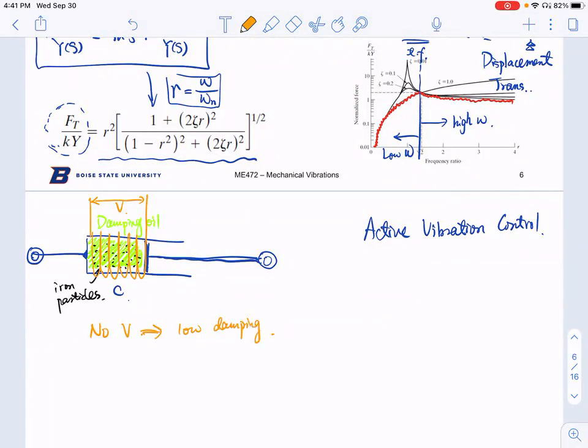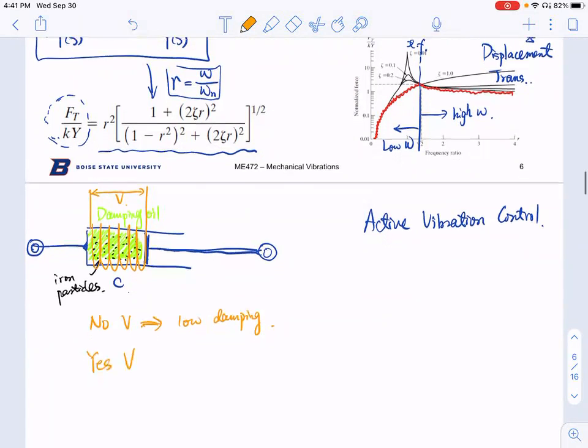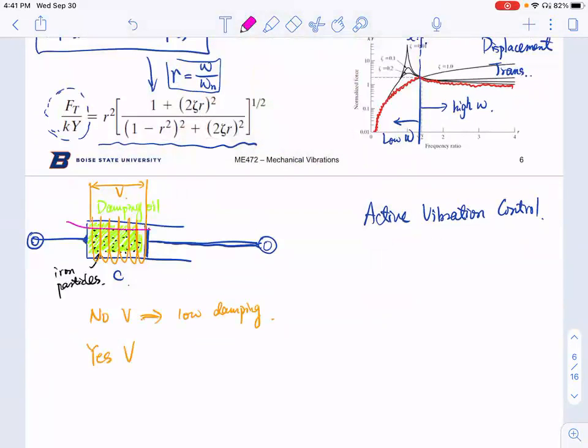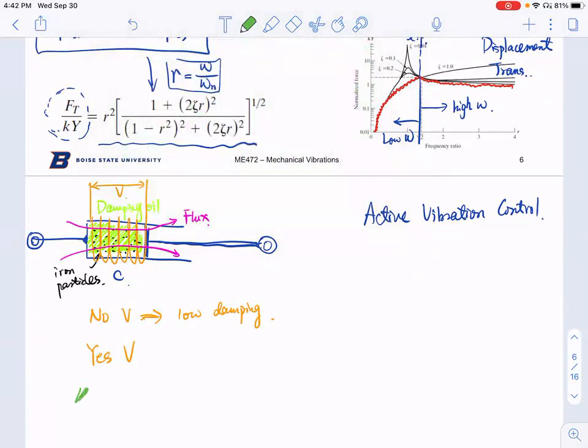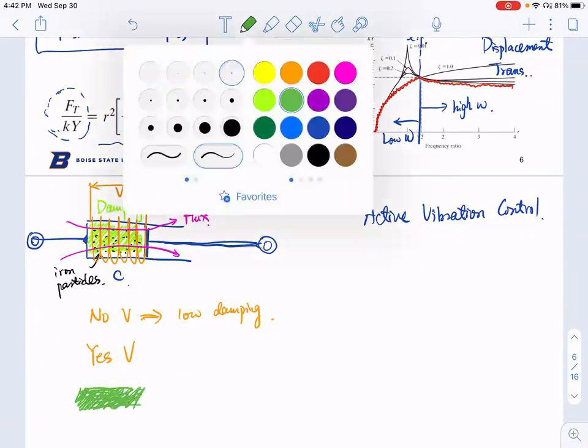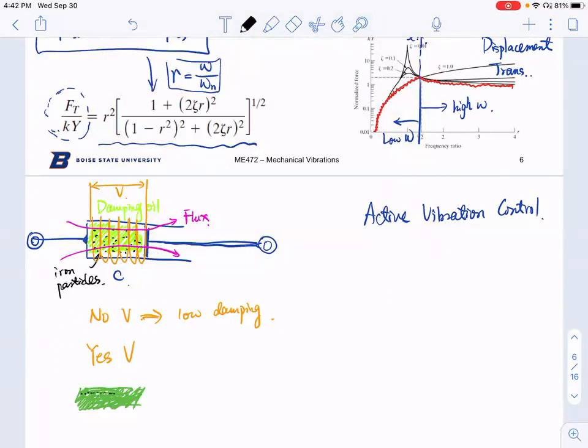But if you have some voltage, then that's going to generate a magnetic field. I'm going to draw these flux lines. When you go back to your high school physics class, if you put some iron powders next to the permanent magnets, those powders will be oriented by the flux, and then you're going to see some flux lines around the magnets. That's going to be the same thing in this dashpot design. So you're going to still have the damping oil, but inside of this damper, these particles will be aligned.